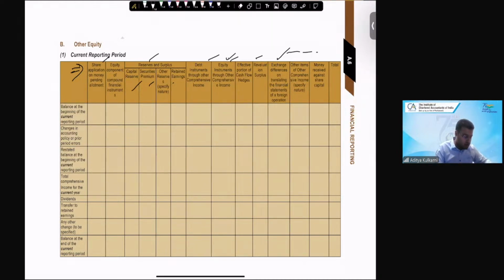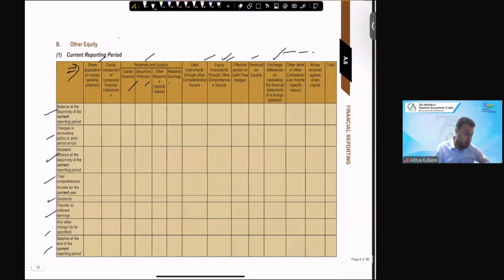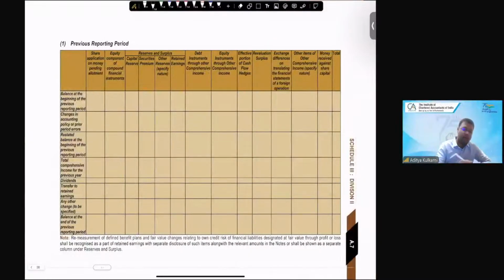So how am I going to do that? Opening balance, adjusted for prior period errors, omissions or change in accounting policy, to give you the restated opening balance. Total comprehensive income for the year, dividends, transfer to retained earnings, any other change, to give you the closing balance. This is for the current reporting period, and you need to do a similar tabulation for the previous reporting period as well. Okay.